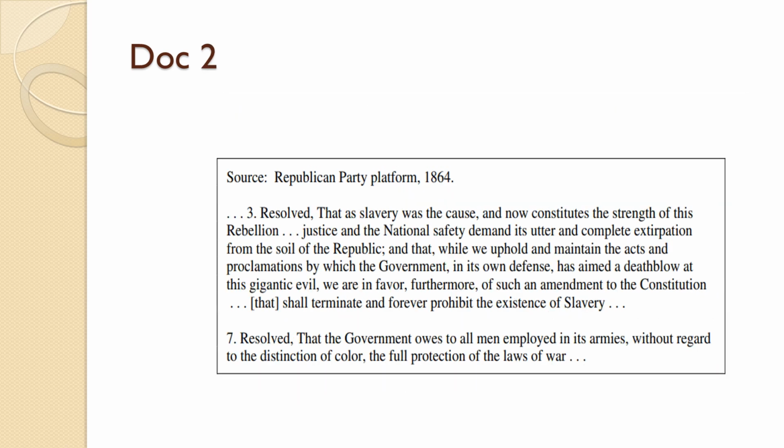Next, the Republican Party platform. Now, in class, we didn't talk about this. However, you should be able to look at the date, which is 1864, and then read this to figure out that the Republican Party is changing its beliefs because of the Civil War. This ties perfectly with the prompt.